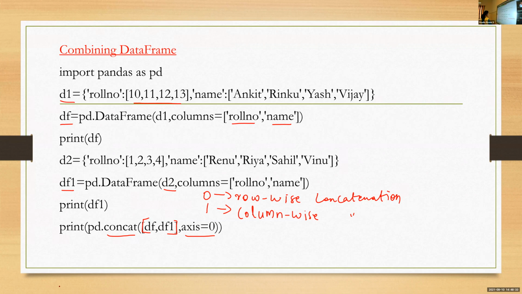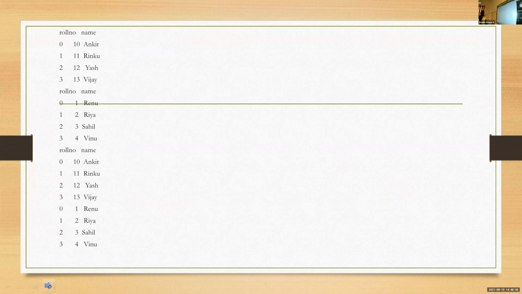Okay, so you just check the output. Here, this is the output. This is the first data frame df. This is the second data frame df1. I want to join df and df1. So the result is first 10, 11, 12, 13. The first data frame will appear. At the end of that 13, the second data frame, that is Renu, Riya, Sahil and Vinu, will appear. This is combining or joining data frames.